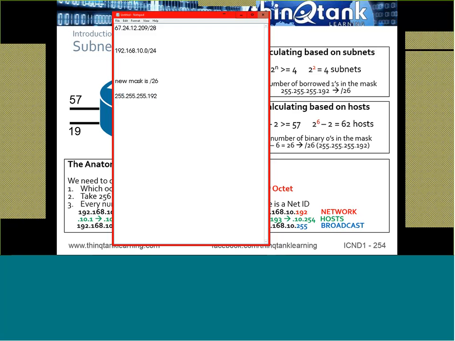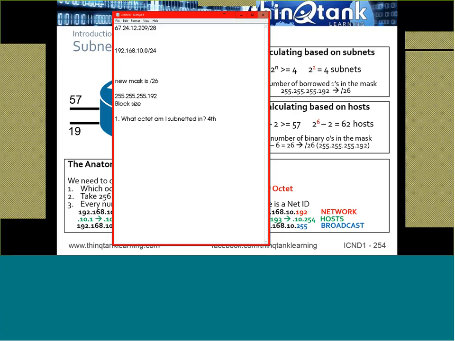Well, this is how we do it. We calculate something called the block size. First of all, the first question you ask yourself is, what octet am I subnetted in? Can anybody answer that question? Which octet am I subnetted in? The fourth octet, right? You guys agree with that? That's the octet that I borrow bits from, isn't it? So I'm subnetted in the fourth octet.